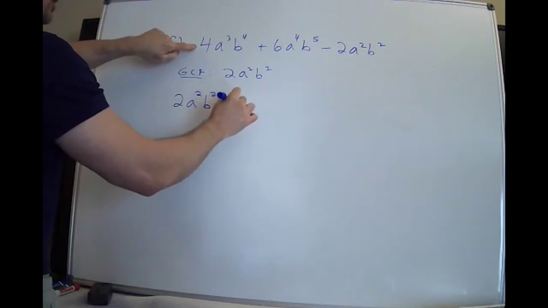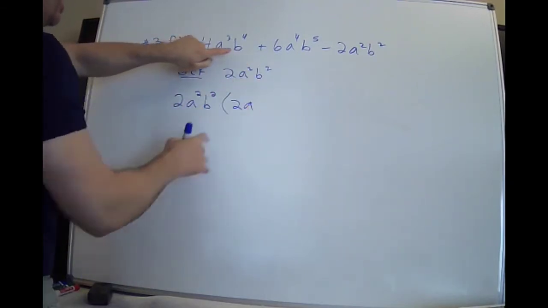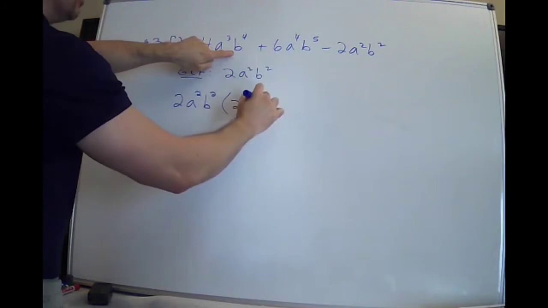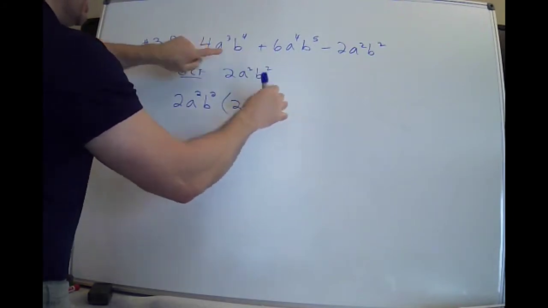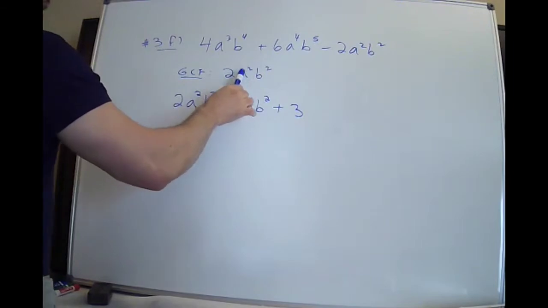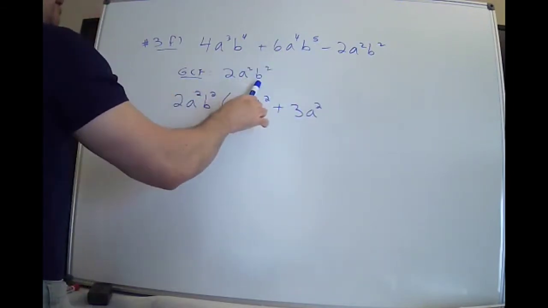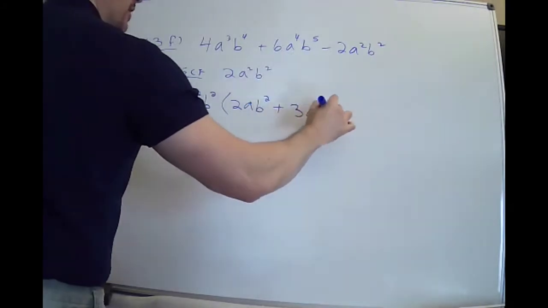4 divided by 2 is 2. a^3 divided by a^2, subtract the powers, you get a to the first. b^4 divided by b^2, subtract them, you get b^2. 6 divided by 2 is 3. a^4 divided by a^2, right? You subtract the powers, you get a squared. b^5 divided by b^2, you subtract the powers, you get b^3.